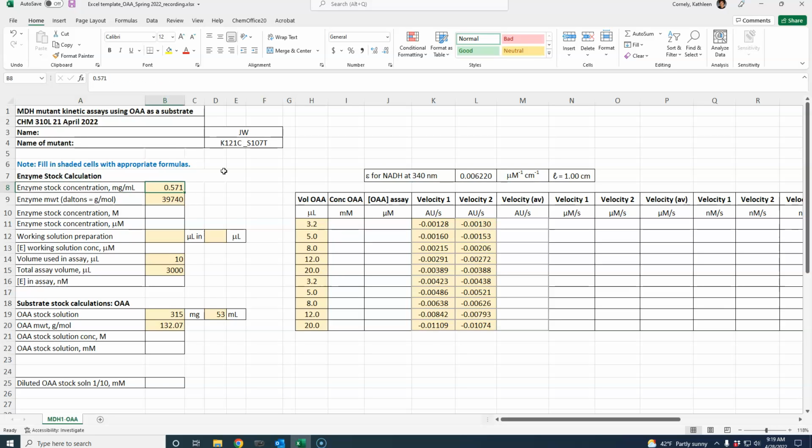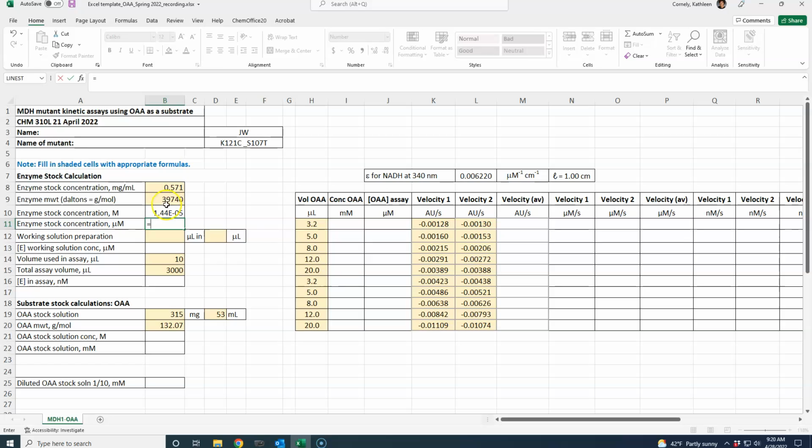So Jessica calculated her enzyme stock concentration using the BCA assay, and it's 0.571 mg per mL. The molecular weight of her mutant is recorded here as 39,740. So the next thing we need to do is calculate the enzyme stock concentration in molarity. So milligrams per milliliter is the same thing as grams per liter. So if we take that grams per liter divided by grams per mole, we should end up with moles per liter. So that's the concentration of the solution in molarity.